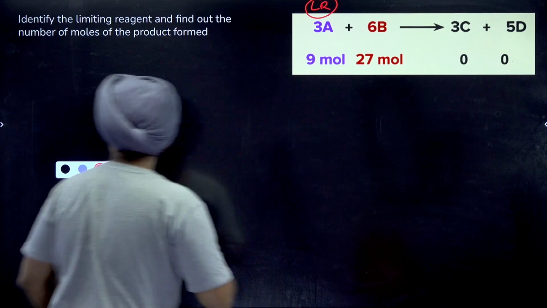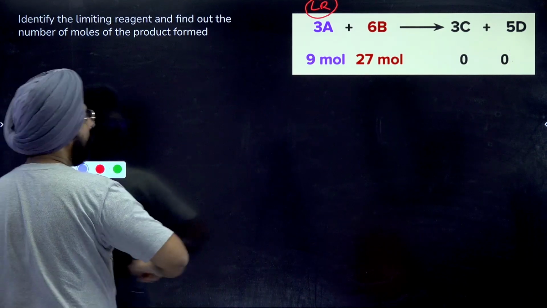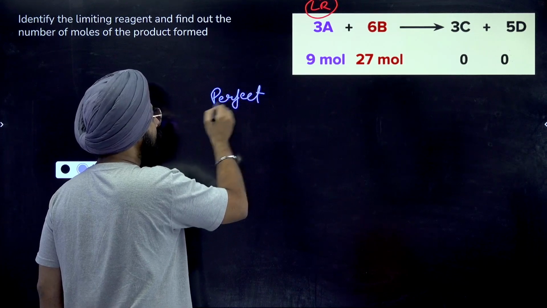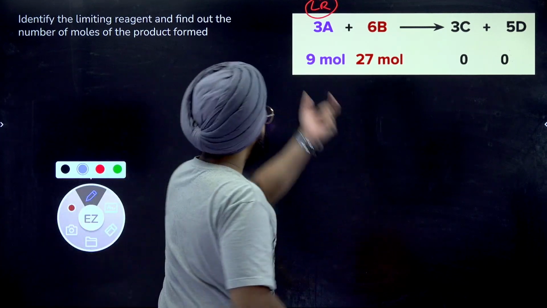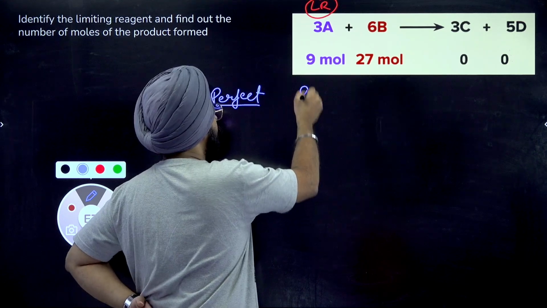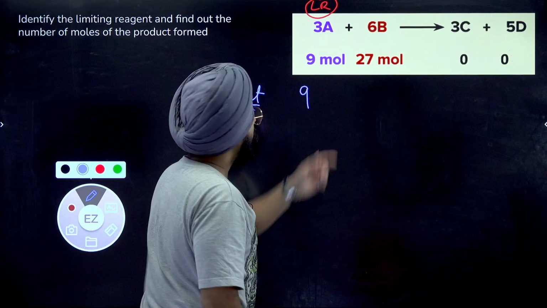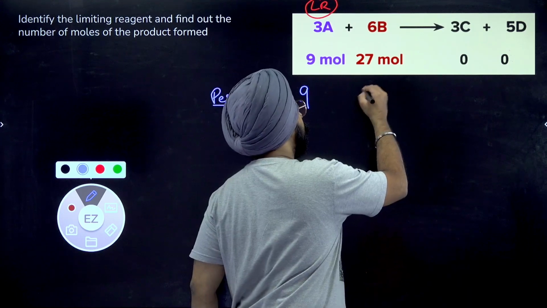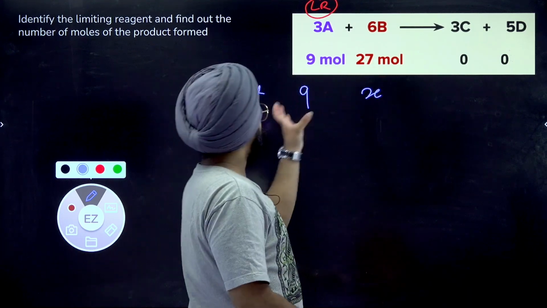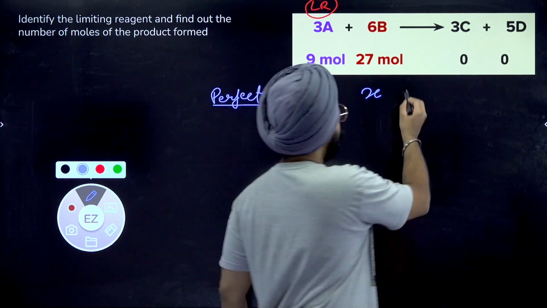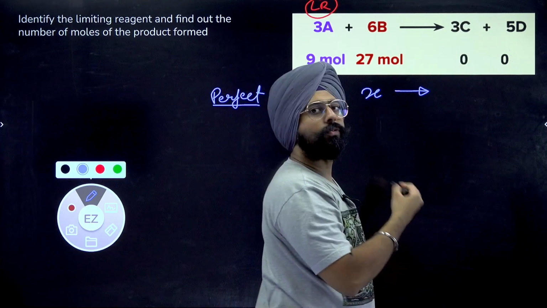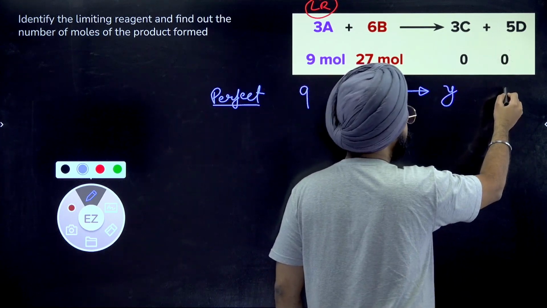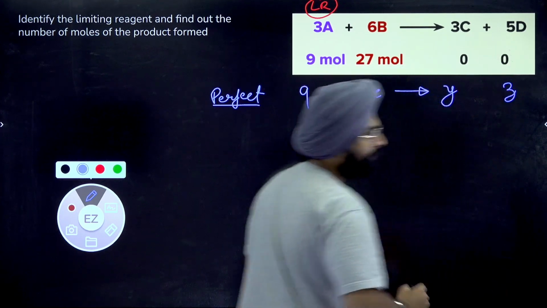Now the next thing that we have to do is write the perfect scenario. And in the perfect scenario, we take the limiting reagent as it is. Now, how much amount of B will be consumed in the perfect scenario? Let's say it is X. And once these two are combined with each other, let's say the amount of C produced in terms of number of moles is Y and D is Z.